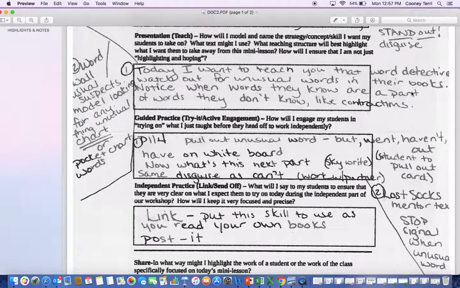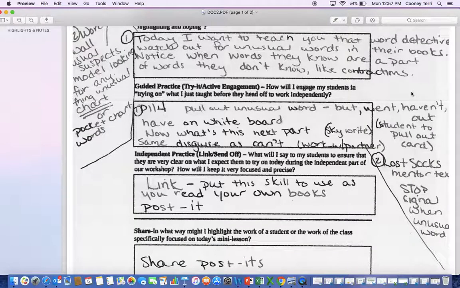Also, what you could do, going back to the teach, is you could show from a previously read mentor text on a page. You could even use multiple books, just a quick turn to that page and show them where the unusual word is, something that looks different. Then move on to the active engagement part of the lesson where the students would try it on.